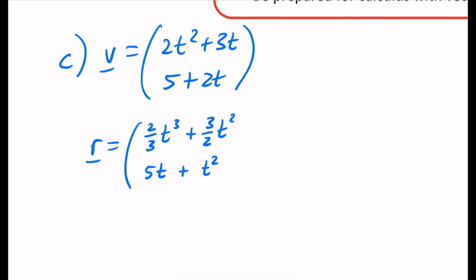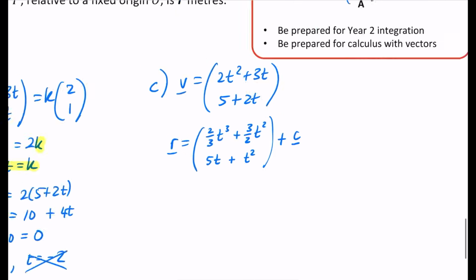Now, when you integrate, don't forget you're supposed to add constants of integration. If you want to, you could add a c and a d like this. Or, if you want to, you could just say there is a constant of integration that is a vector afterwards.